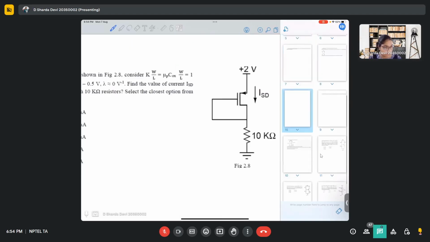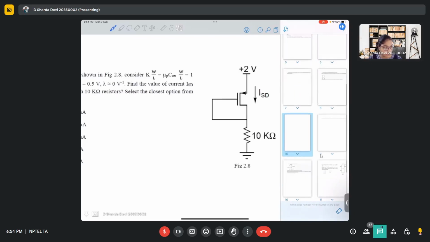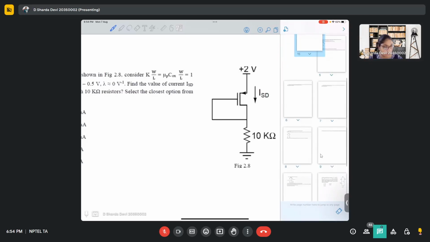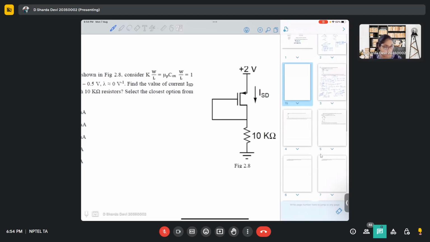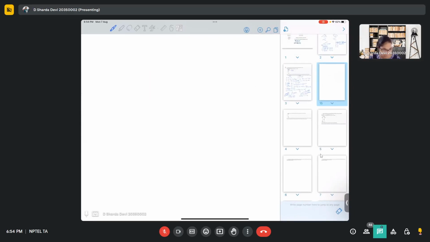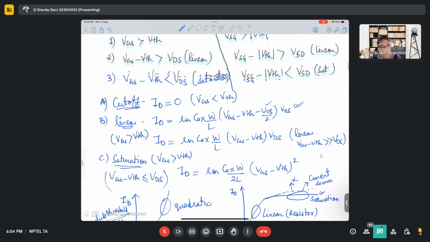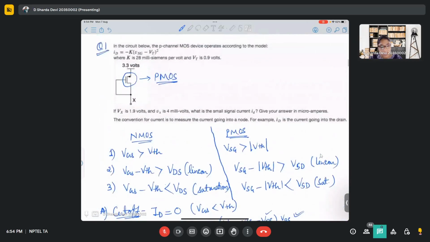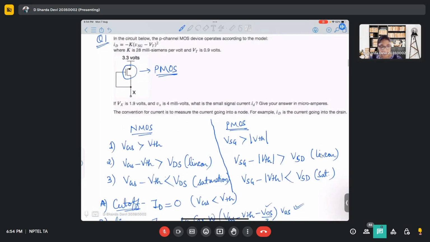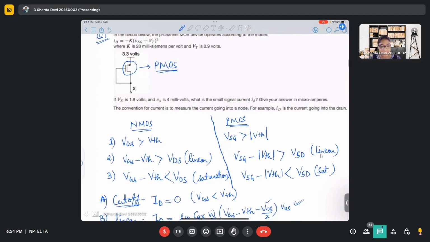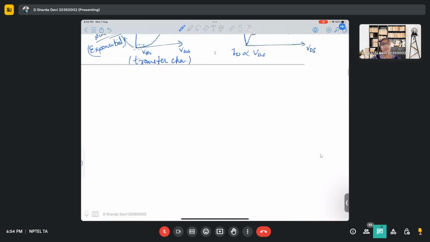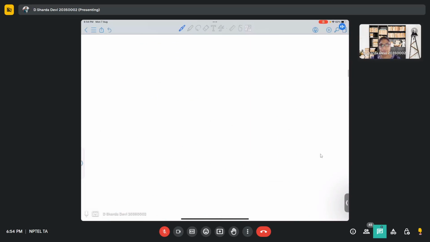Ma'am, one more doubt I am having. It is explained that below VT there is a subthreshold region which has exponential current. So how is it exponential? Is there any mathematical thing for that? Yeah, there is a mathematical expression. It is derived from your diode characteristics, and it is an exponential current. It has a formula also.